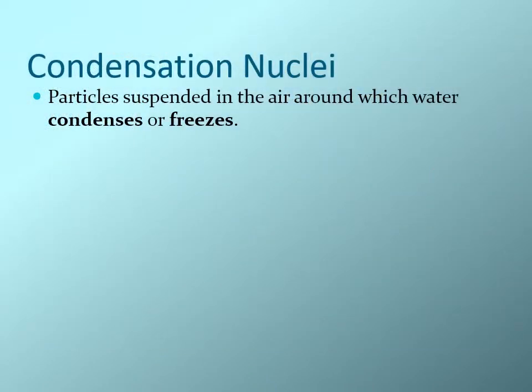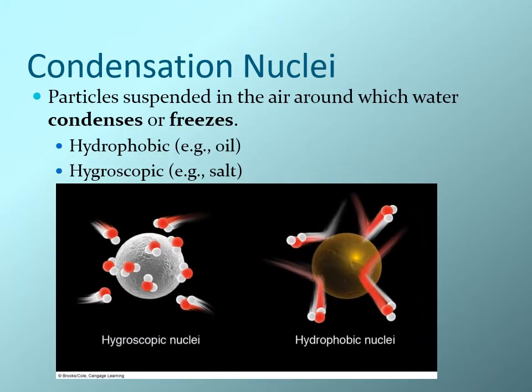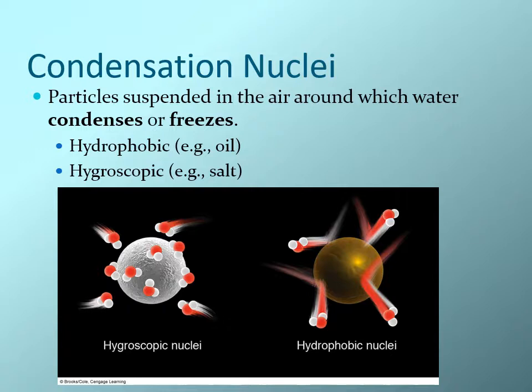Okay, so one other thing about clouds. As we know, clouds are made up of suspended liquid water droplets, but those water droplets need something to condense onto. Those particles are called condensation nuclei, and they usually are dust or salt or some kind of particulate matter in the atmosphere. We have two kinds: hygroscopic nuclei, which attract water vapor molecules to condense into liquid, and hydrophobic nuclei, which actually repel the water.